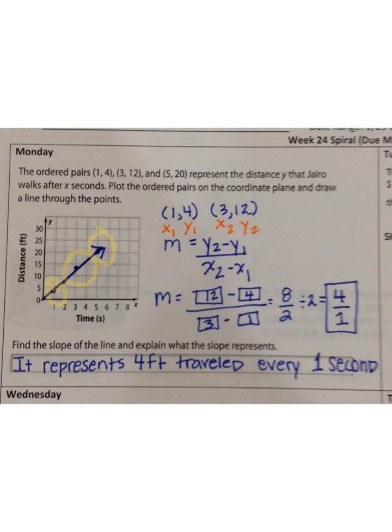In regards to the slope, what I did is used y2 minus y1, in other words, the change in y divided by the change in x. I substituted my values, so 12 minus 4 is 8, 3 minus 1 is 2, and 8 over 2 can be reduced to 4 over 1, which is the slope. So putting this in context, 4 represents the distance traveled, and 1 represents the second, so it represents 4 feet traveled every 1 second.